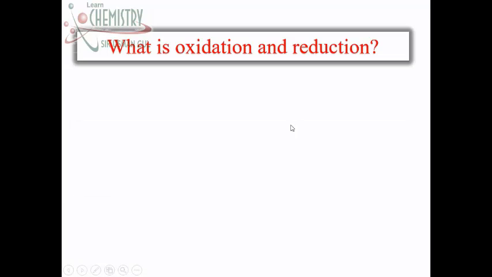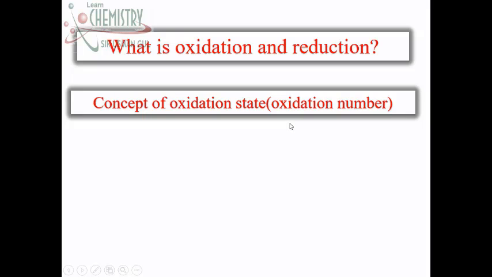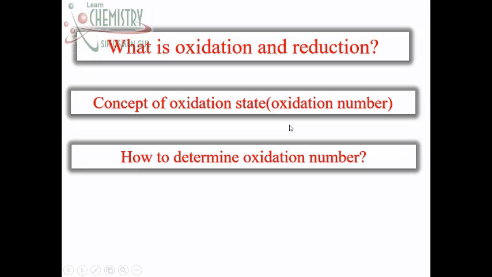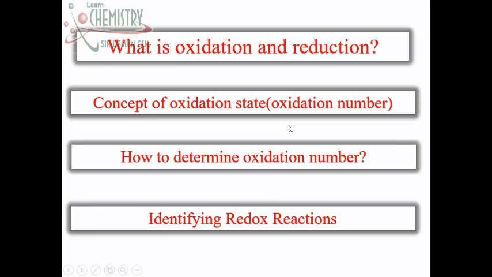Today in this lesson we will study what is oxidation and reduction. Second, the concept of oxidation state, oxidation number. Third, how to determine the oxidation number. And the last, identifying redox reactions. We will have a very complicated reaction, and in that complicated reaction, with the help of the oxidation number method, we will be able to identify whether the reaction is redox or not.